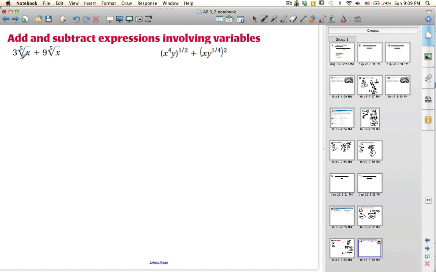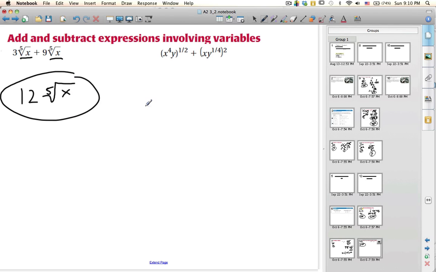Right here, the radical is the fifth root of x. They're already the same. 3 of them plus 9 of them would be 12 of them. That's pretty straightforward. Now here it's a little crazier, right?